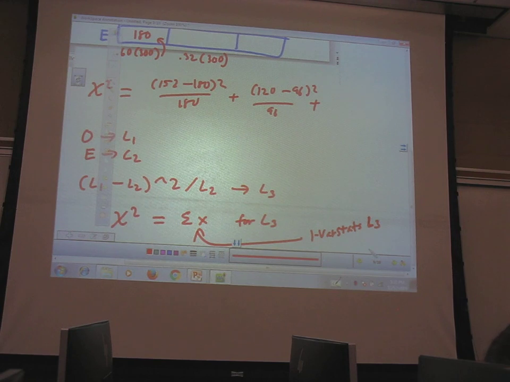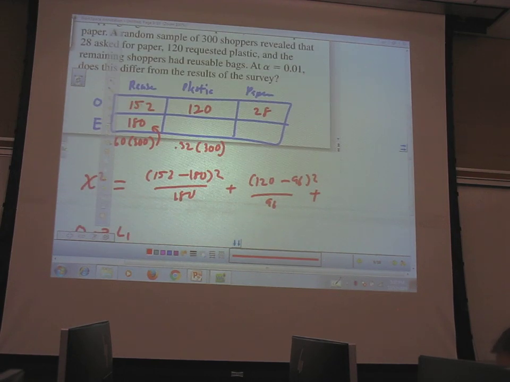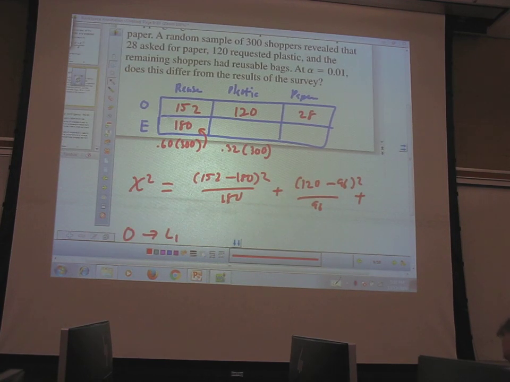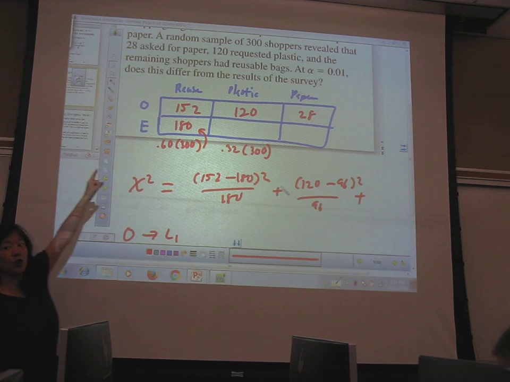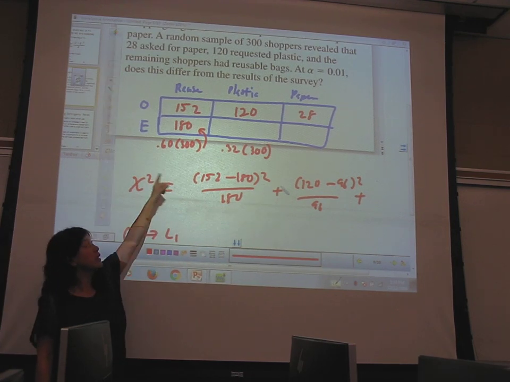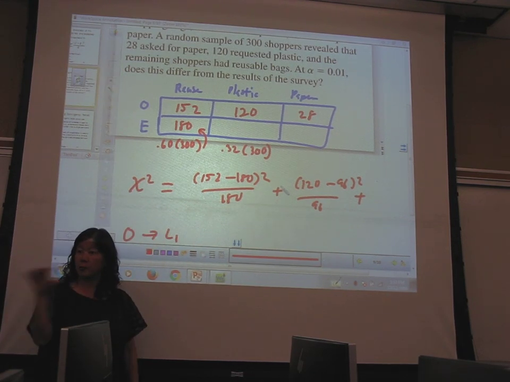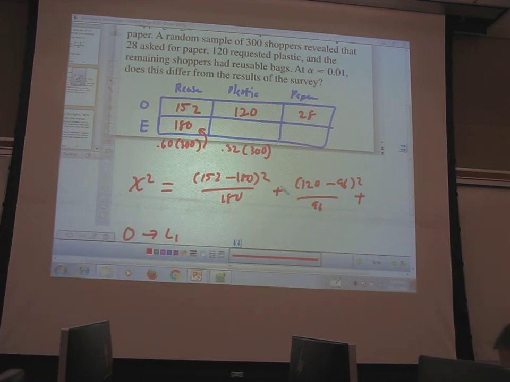You have 2 lists. You have your observed list and you have your expected list. Everybody look up here real quick. You have your observed list and you have your expected list. Those are 2 lists. Does everyone see that? So we'll talk about 11.2 now.